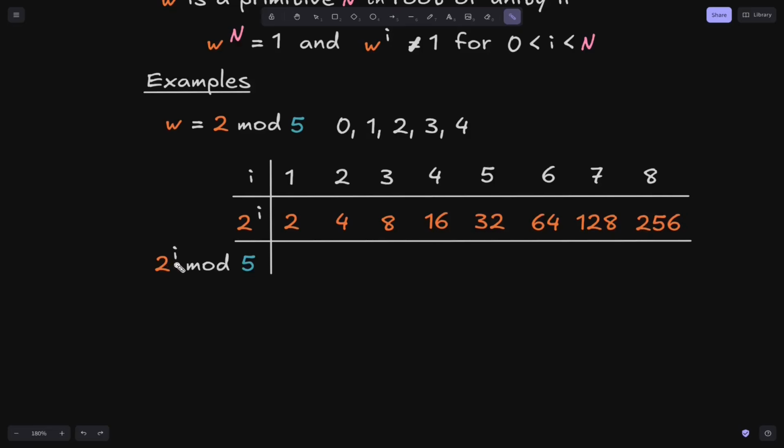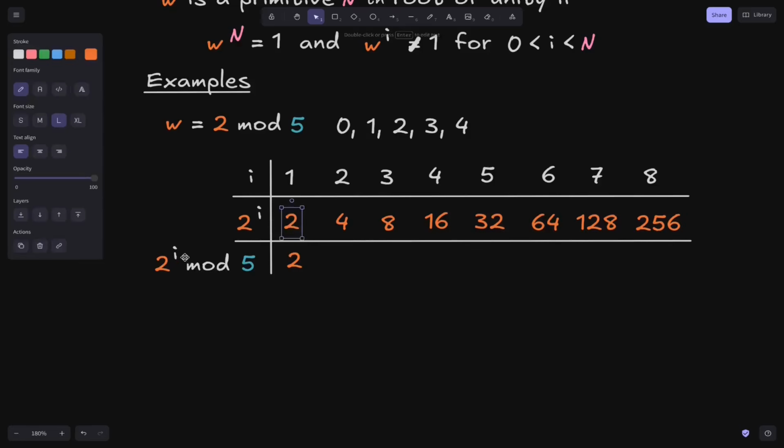Now let's evaluate this mod 5. 2 raised to the power of 1 mod 5 will be 2, so 2 mod 5 will be equal to 2. 4 mod 5 will be equal to 4. 8 mod 5 will be equal to 3. How about 16 mod 5? Well, 5 times 3 is equal to 15. 16 minus 15 is equal to 1. So this is equal to 1 mod 5.